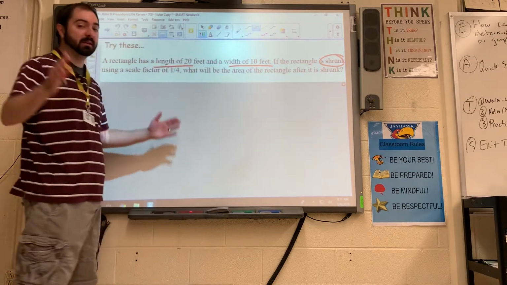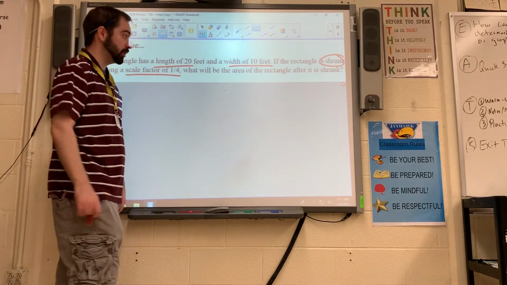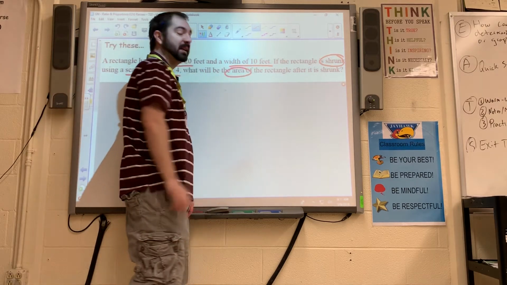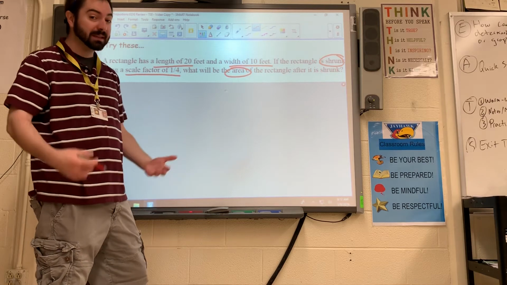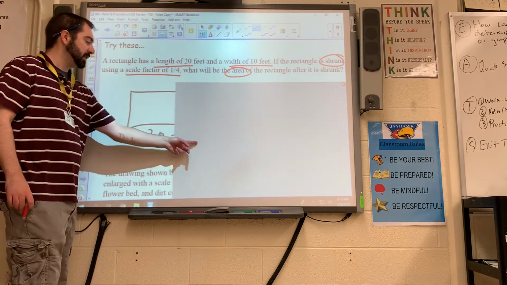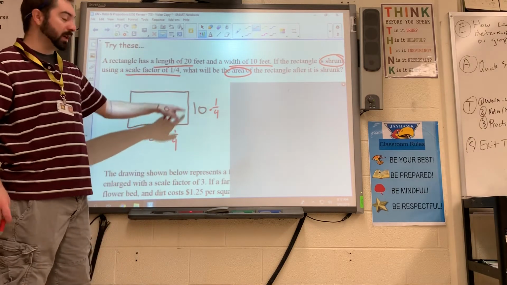So again, I know that it's getting from big to small. Here's my scale factor, how it's being shrunk. And then the most important thing is at the end, they do not want the length and width. They want the area, but again, I'm going to need the length and the width. First thing again I did was draw a picture. I listed my dimensions, 20 by 10.